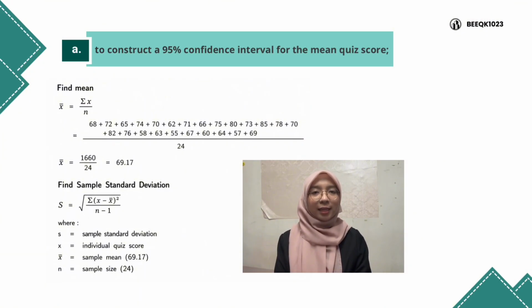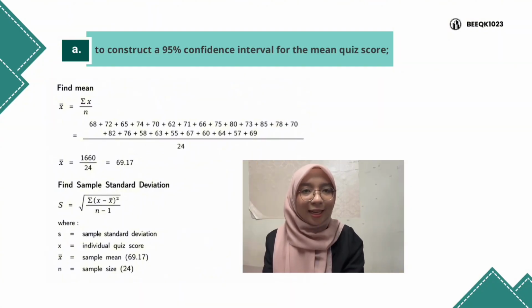First, we calculate the sample mean using all 24 quiz scores collected from the students. The formula used is x bar equals the sum of all x values divided by n. After adding all the quiz scores, we obtain a total of 1,660. Dividing this by the sample size of 24 students, the sample mean is x bar equals 69.17. This means that the average quiz score for the students in our sample is approximately 69 marks.